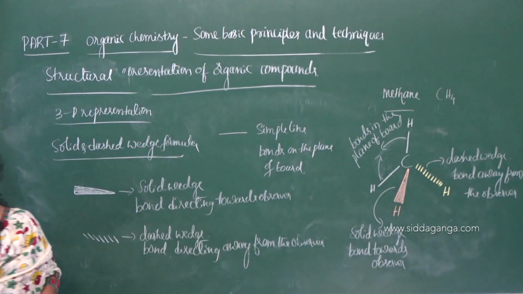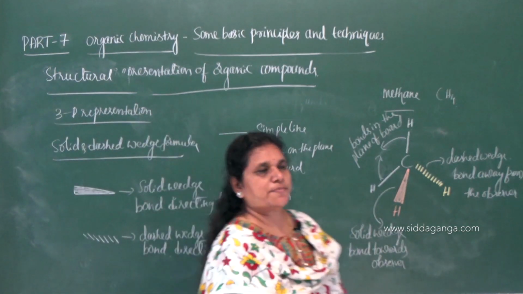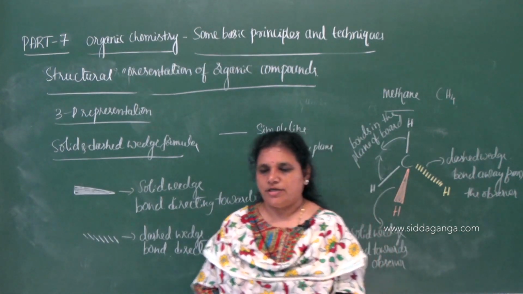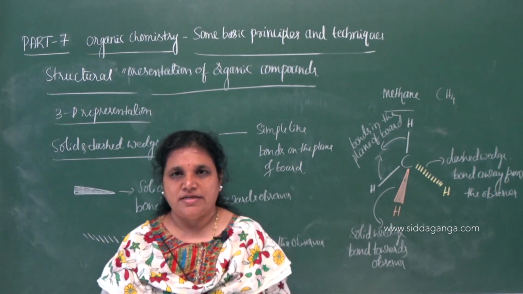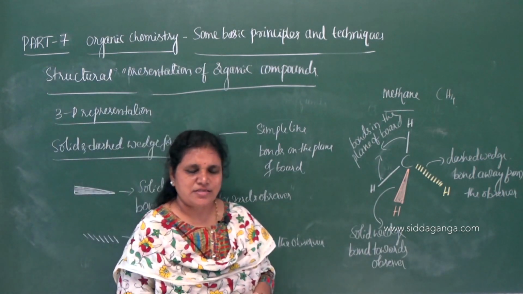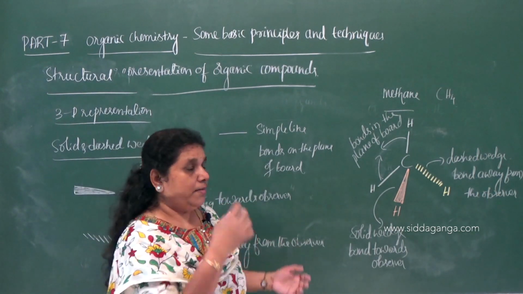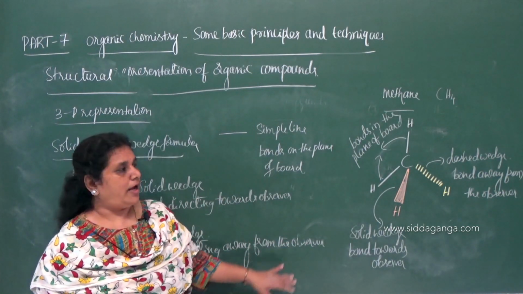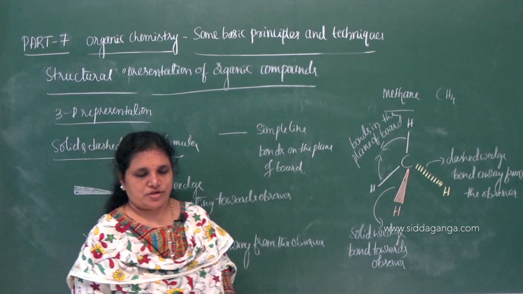So this is about the structural representation of organic compounds, 2-dimensional representation and 3-dimensional representation. In today's class, we discussed the bond line formula of organic compounds and the 3-dimensional representation of organic compounds.